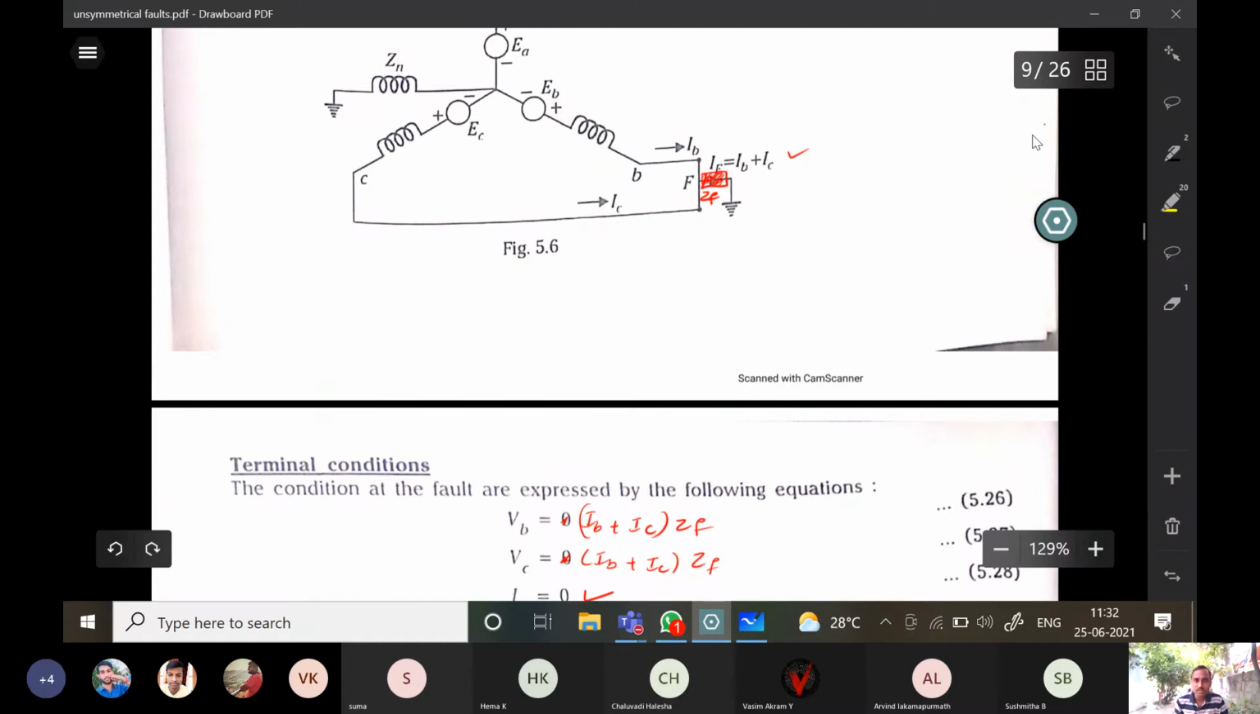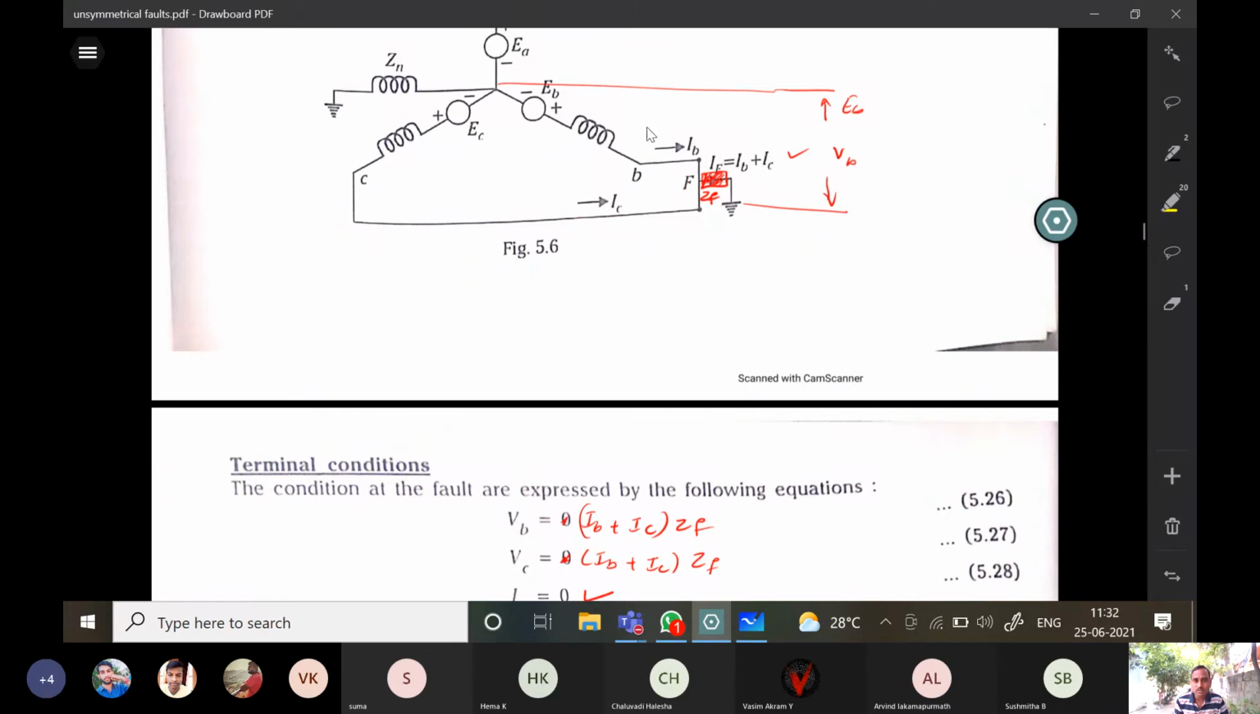So the voltage across the neutral, what is EB? EB means the phase voltage between this point and this ground point. This is called VB. So this VB is equal to what? Current IB is flowing here, and IC is also there. The total current is coming towards ZF. IB is coming like this, IC is coming like this. So the total current is there. This is called IF.